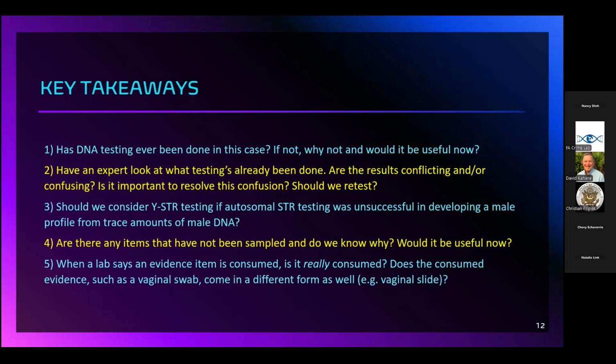Are there any items that have not been sampled, and do we know why? Would it be useful now? When a lab says an evidence item is consumed, is it really consumed? Does the consumed evidence, such as a vaginal swab, come in a different form, like the vaginal slide, right? So really do keep these things in mind when you are approaching the evidence in this case in deciding whether or not you want to test, retest, or have another person take a look at it and help clarify those things for you.